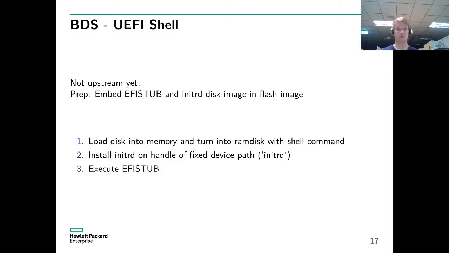So what you have to do on the UEFI shell is there's a command that we created to load this disk image into memory, and then I load the appropriate drivers for the partitions and for the file system and turn it into a RAM disk. Then you can run the initrd command to load the initial RAM disk onto a handle so that the kernel can later get it from there. The final step is just to execute the EFI stub.